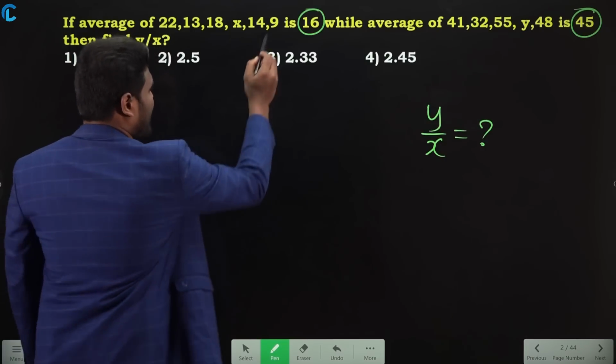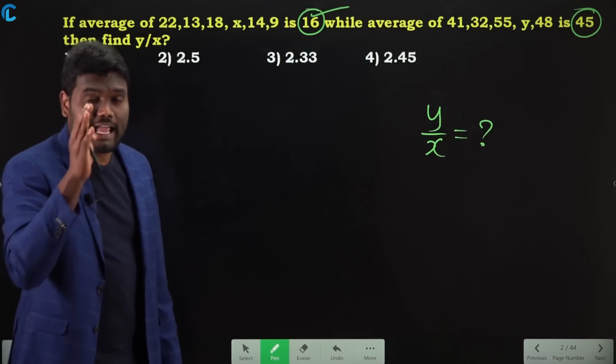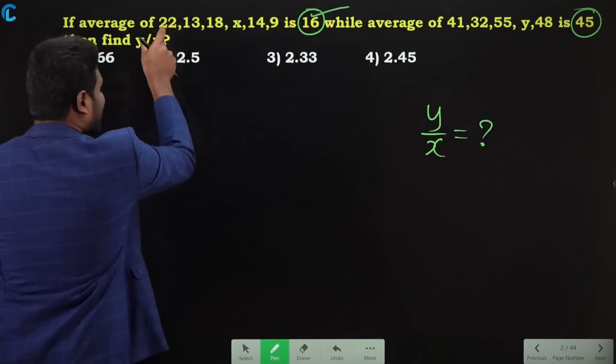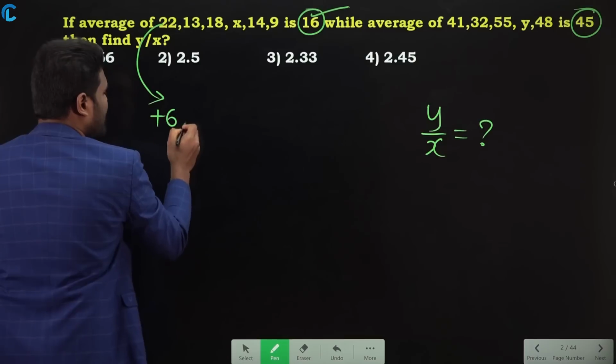Let us calculate. For these numbers, the average is 16. When I say the average is 16, each and every number should be 16. Now if you look at the first number, it is more than 16. How much more than 16? It is 6 more than 16.